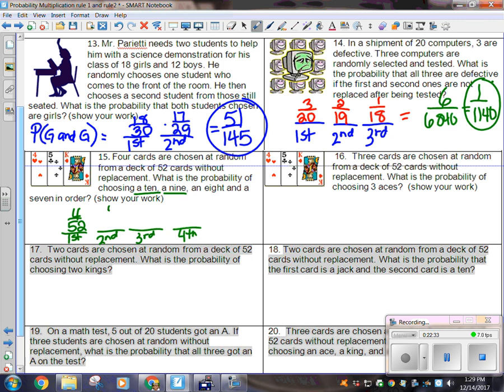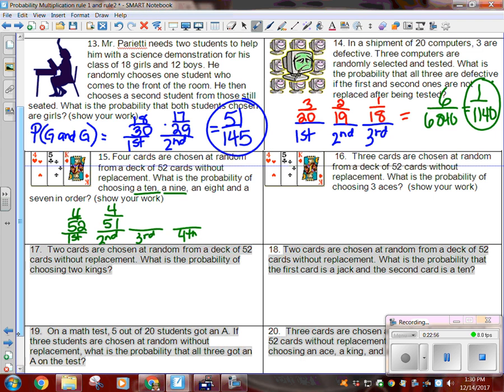There's still 4 9s left, because I want a 9 the second time. Does everybody get it? So that number doesn't change to 3. It's still a 4, because there's still 4 9s. But there's only what? 51 cards. See, up here, my top number changed, and my bottom number changed. Okay, here my top number is not changing because it's a different scenario.